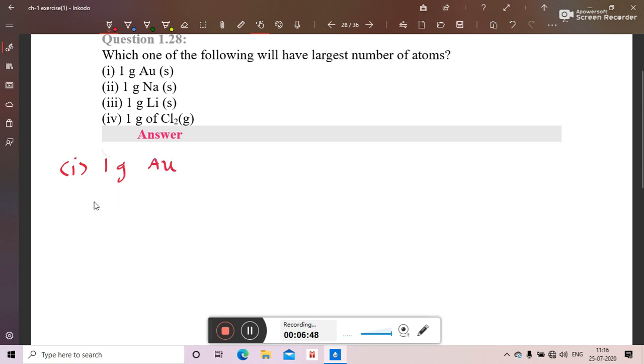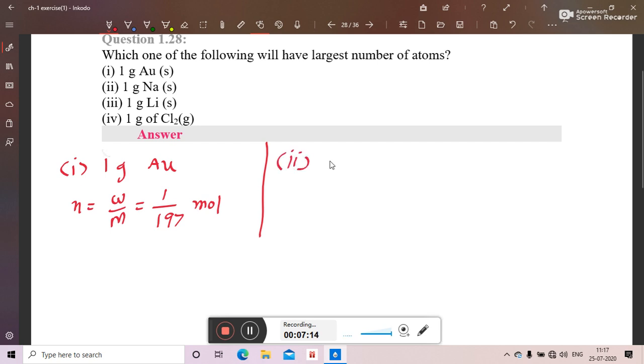Now atomic mass of gold is 197. So number of moles of gold will be mass upon molar mass. So that is equal to mass is 1 gram, molar mass is 197. So this will be the number of moles.